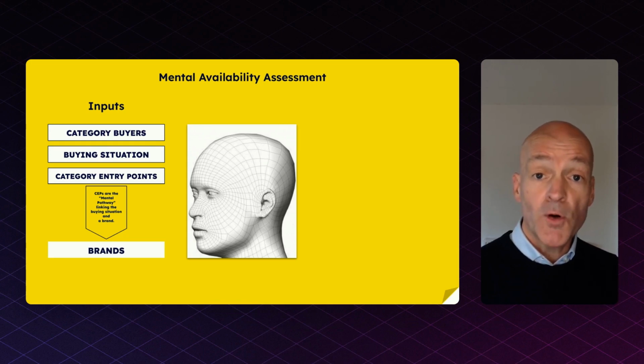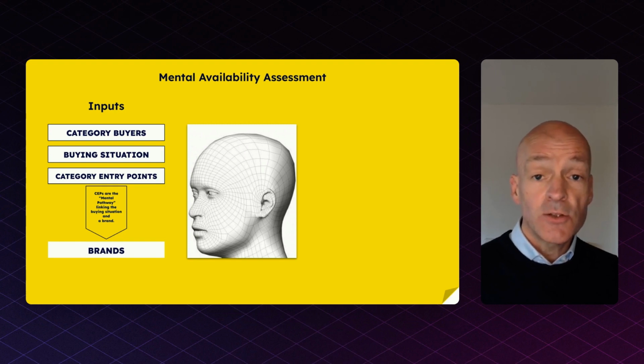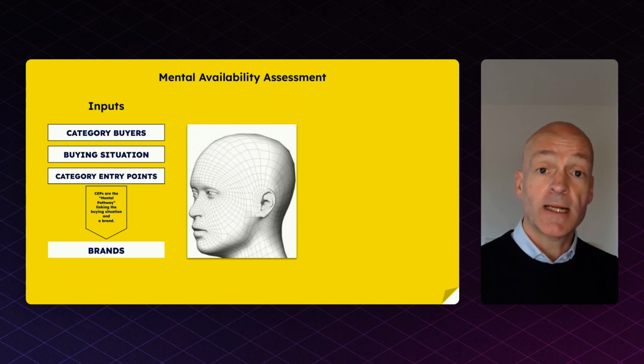Okay, so there are 4 key inputs that you will need. The first is you need to know your category buyer, and they're not necessarily the buyer of your brand. You need to know the buying situations for the category that you're researching. You then need to know what the category entry points are for that specific category. Now, these are the memory retrieval cues or mental pathways that link the buying situations to the brands. And you will need a representative group of brands, small, medium, and large.